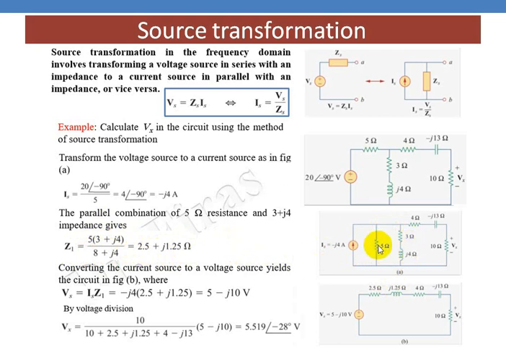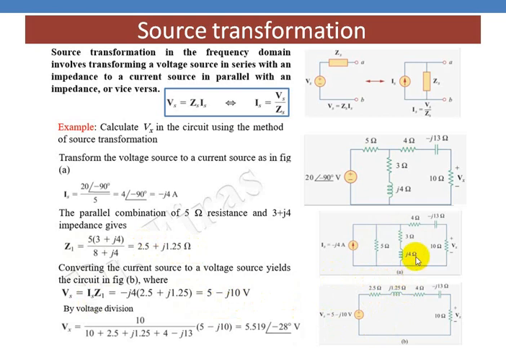Now I have a current source in parallel with a single impedance equivalent to this. So now the current source in parallel with that impedance Z1, you can convert into a voltage source in series with the impedance. In that case, the voltage source will be Is into Z1. So this comes to be 5 minus j10. So you write it here. And the impedance will be here, that is 2.5 plus j1.25. So that you have to write here.